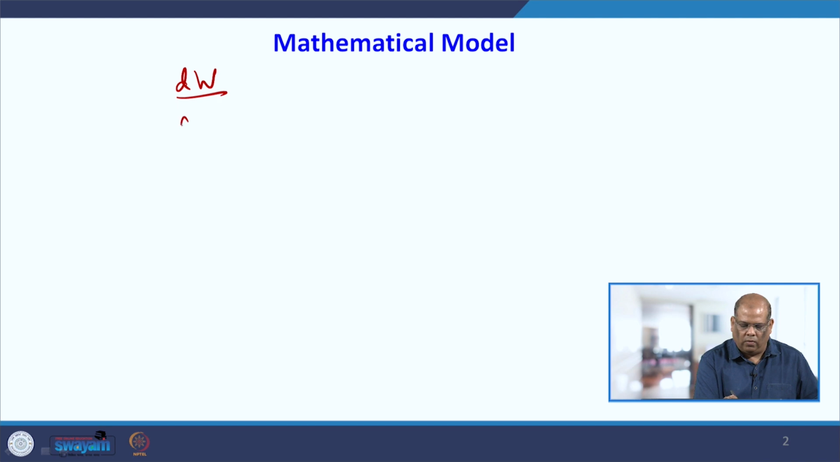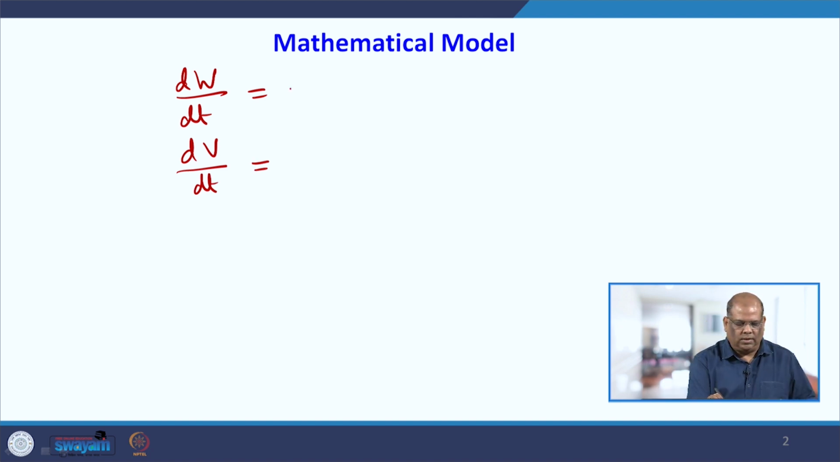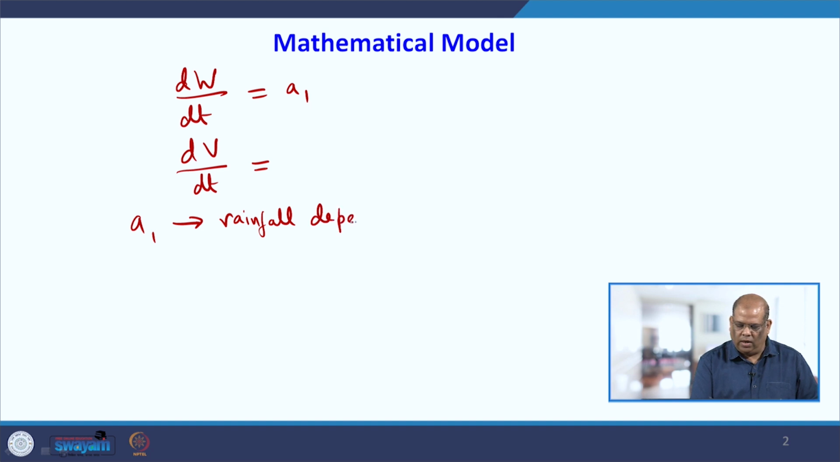So, let W be the water that is available and V be the vegetation in the desert. Let us say there is a constant water supply available in the desert, and how does that constant water come? The most common source is rainfall. So, it is rainfall dependent water uptake.